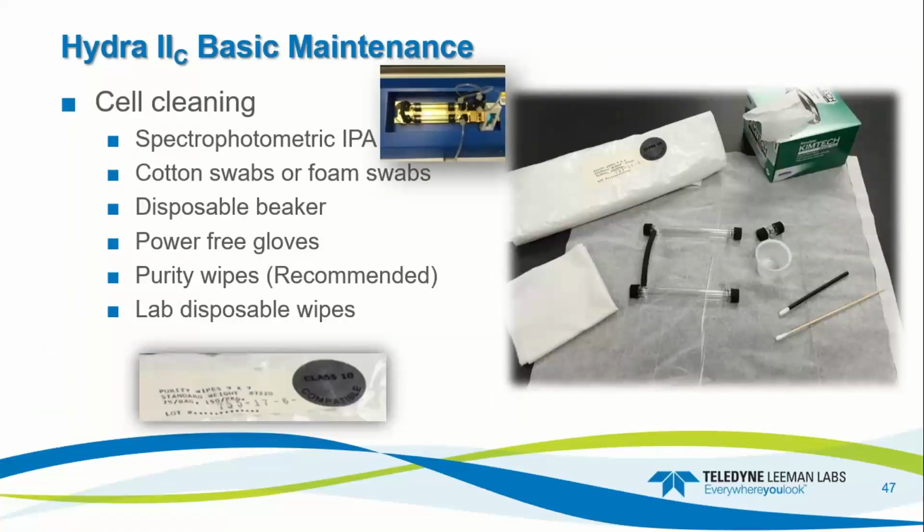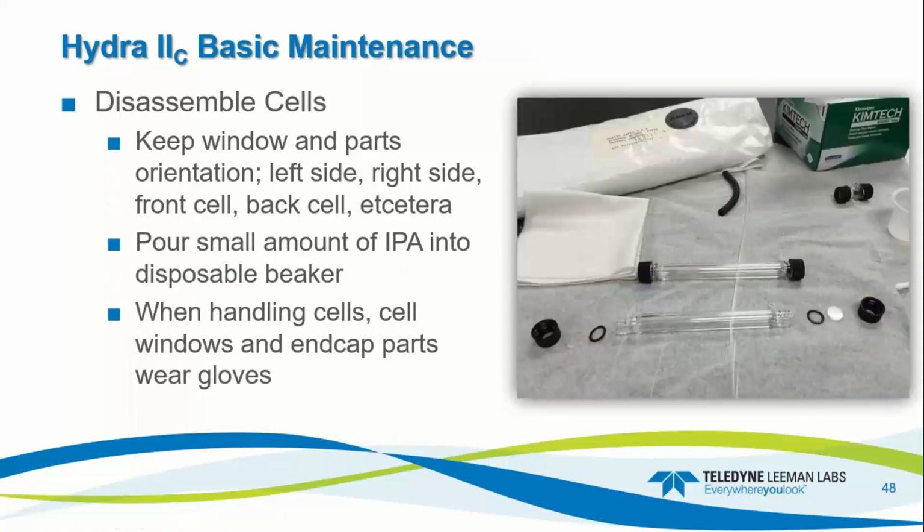When it comes time to clean the cells and cell windows, you want to use spectrophotometric IPA, isopropyl alcohol, cotton swabs and/or foam swabs. You're going to have disposable beakers, powder-free gloves, and purity wipes, or lab disposable wipes. Might need them all. And you take it apart and set it on a clean surface ready to work.